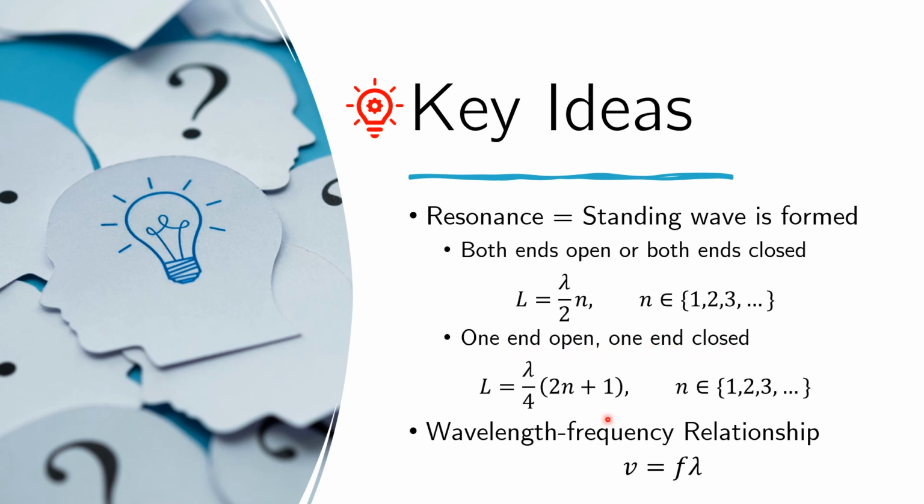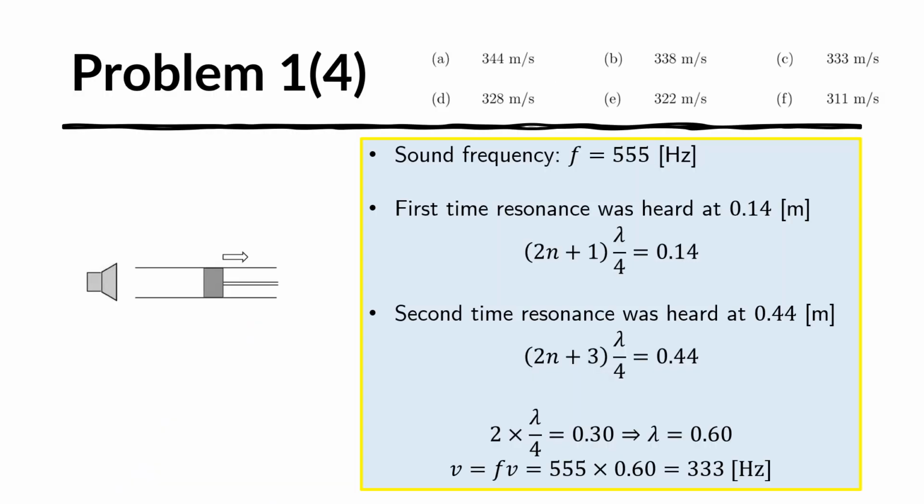We also recall the wavelength-frequency relationship. That's just the speed of the wave is equal to the frequency of the wave times the wavelength of the wave. In this problem, we are given the frequency of the wave, that is 555 Hertz. We also are given a moving piston, so that means on this end it's closed and on this end it's open. And therefore, we are going to use this relationship here. That is 1/4 of the wavelength times an odd number is the length when the resonance happens.